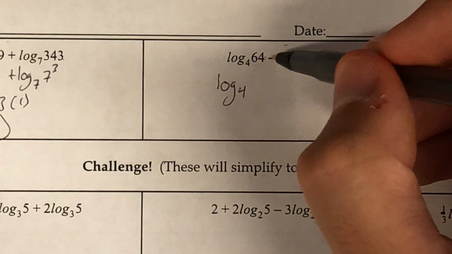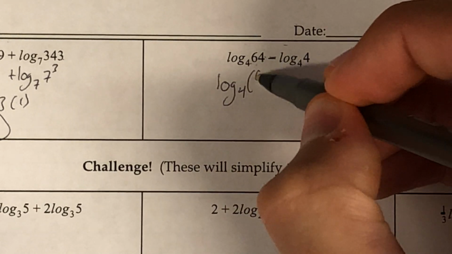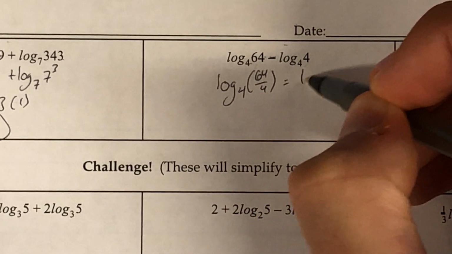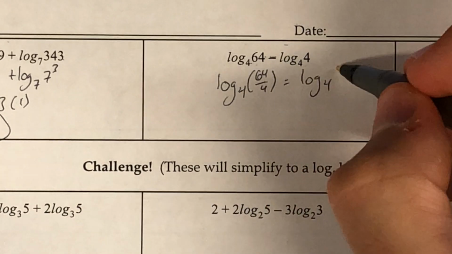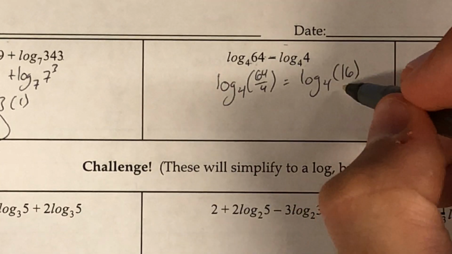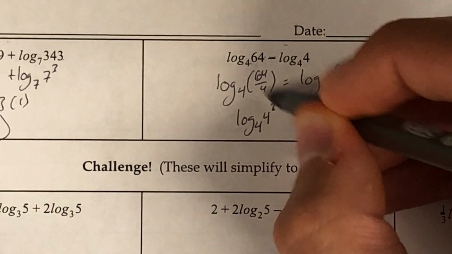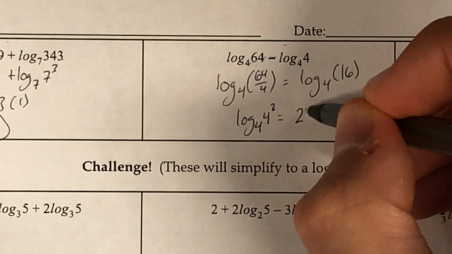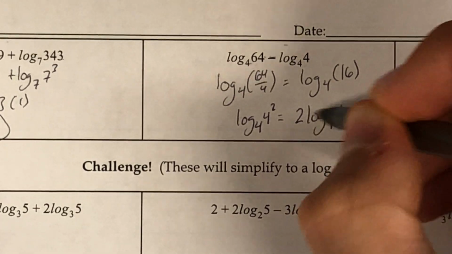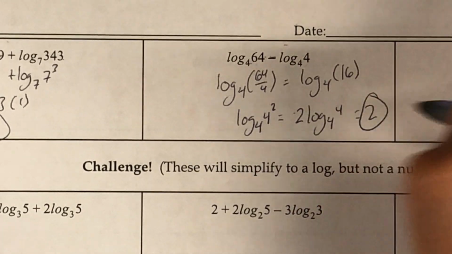So when you're subtracting 2 logs with the same base, remember you divide. 64 divided by 4 is 16. 16 is the same thing as 4 squared. Bring the 2 out front. So we get 2 times log base 4 of 4, or 2 times 1, which is just 2.